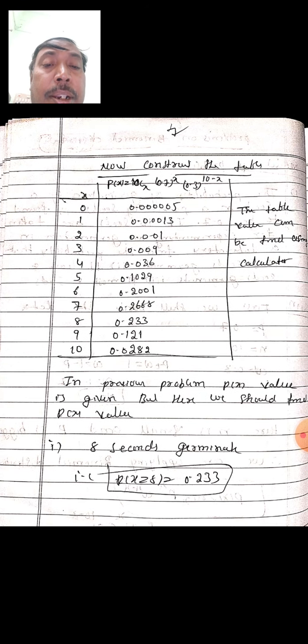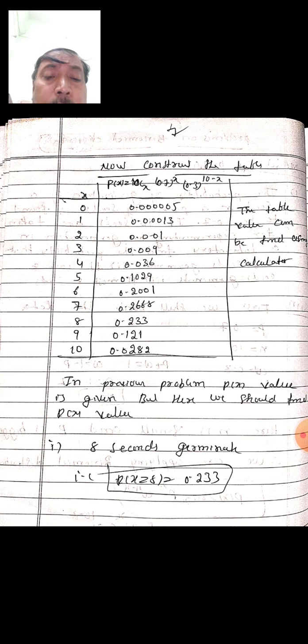Now we can construct the table. See x and p of x, then go on putting the values 0, 1, 2, 3 up to 10. It gives the corresponding p of x values. That's why I am saying that in the previous case, the discrete probability distribution, the table is known, but in this problem you first construct the function, then you can construct the table values. The table values can be found using the calculator. When you put x equal to 0, this value, when x equal to 2, this value, 3, 4, 5, like that. If in doubt whether the table is correct or not, adding all the p of x should always be equal to 1.